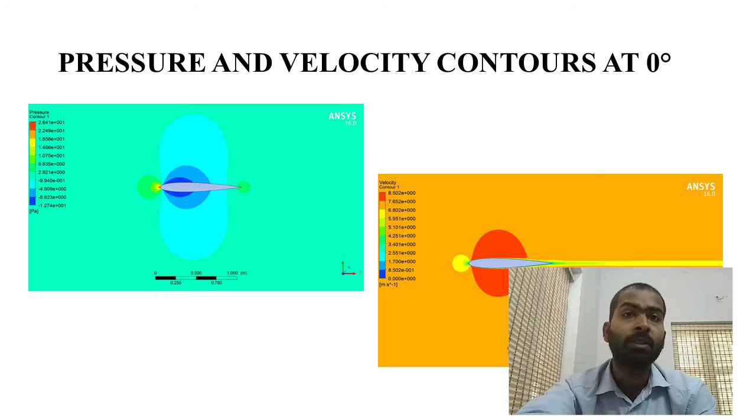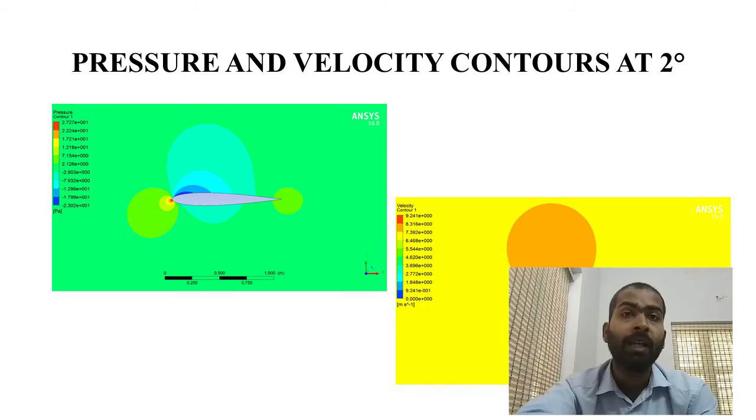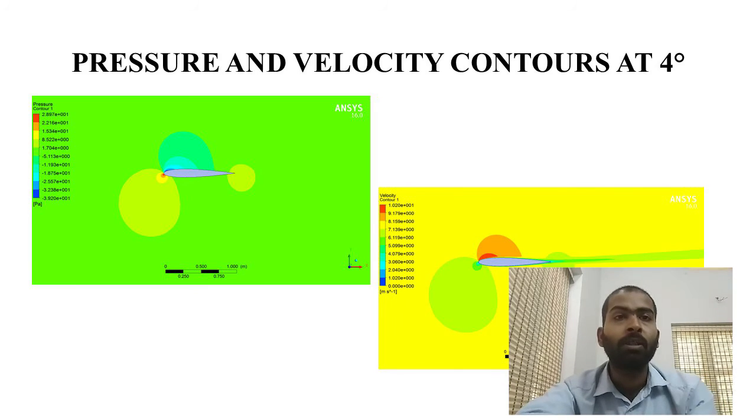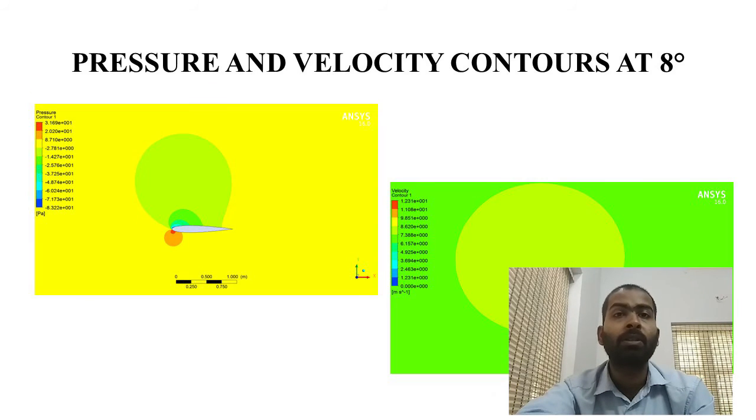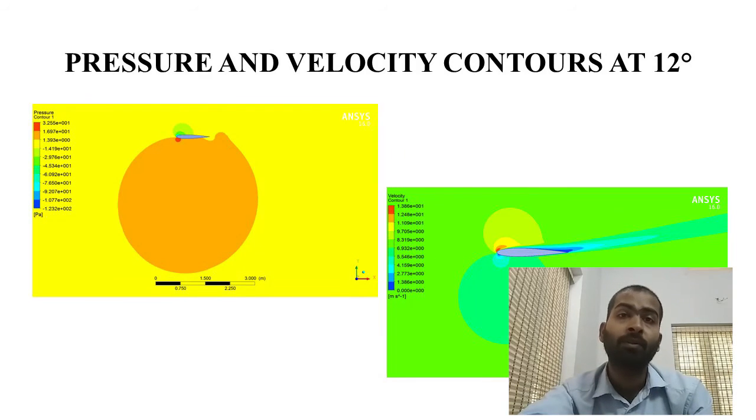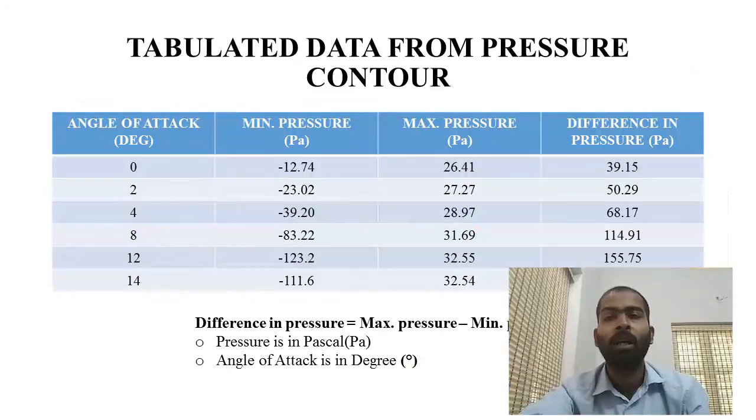We can see the variations in the pressure and velocity at 0 degree angle of attack. Next is pressure and velocity contours at 2 degrees. Next is 4 degrees of angle of attack, and so on up to 14 degrees of angle of attack, we have shown the figures. Next is tabulated data from the pressure contour.